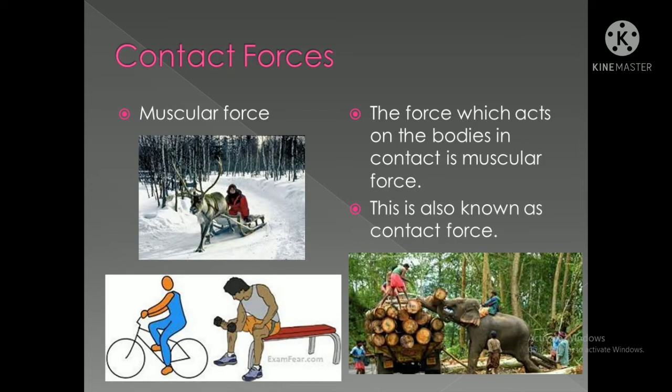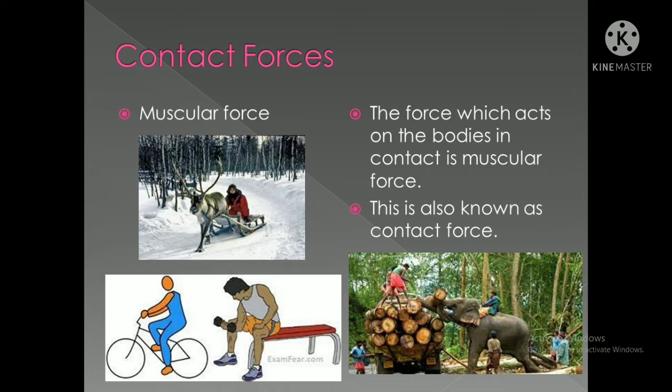Next slide. This is muscular force. So what is muscular force? The force which acts on bodies in contact is the muscular force, and this is also known as a contact force, meaning there will be contact with something. In the first diagram, you have seen a reindeer. What is this region actually? It is an Arctic or Antarctic region. The reindeers are there. You have seen Jingle Bell, the Xmas. What will he do? Santa Claus will come in a reindeer sleigh and bring gifts for the children. And what do we sing? Jingle bell, jingle bell. We sing or not?